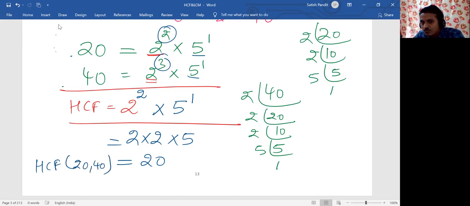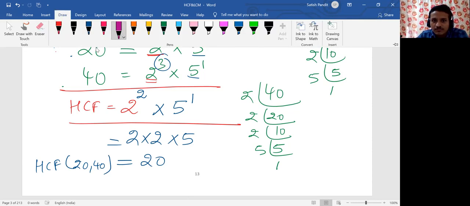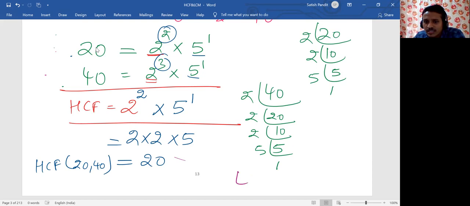You understand? Now, let us find out what is LCM. In LCM, we don't have to take common factors. We have to see what are the factors present. So what are the factors present? 2 is a factor and 5 is a prime factor. So write 2 and 5.